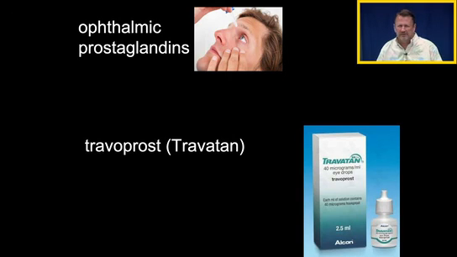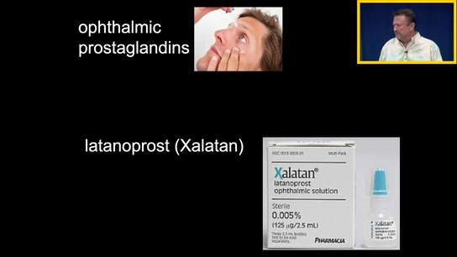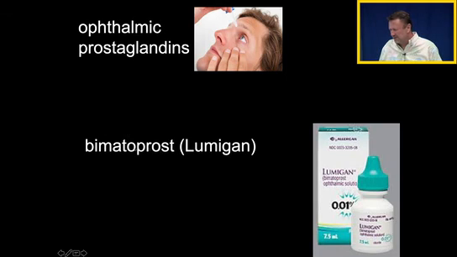Travoprost is Travatan. It is a prostaglandin ophthalmic drop used to treat glaucoma. As is Xalatan, notice that prost word, prostaglandin, prost as in prostaglandin. Good. All right, when we come back, we'll be able to cover hypertension without having to go so quickly that we have to cover glaucoma as well.